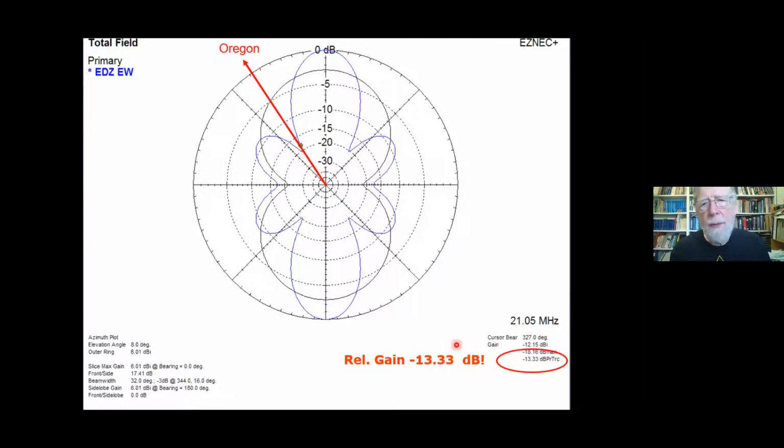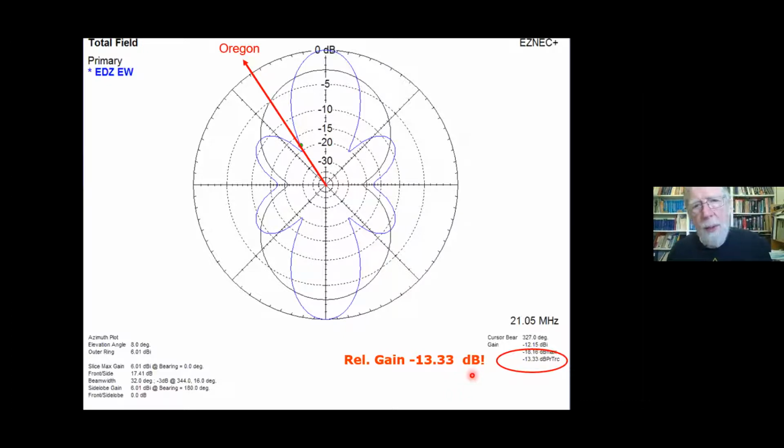However, look at which direction Oregon is. Oregon is up here at 327 degrees. And the difference in gains between the extended double ZEP and the dipole at that angle is 13 dB, and the dipole is the stronger one.